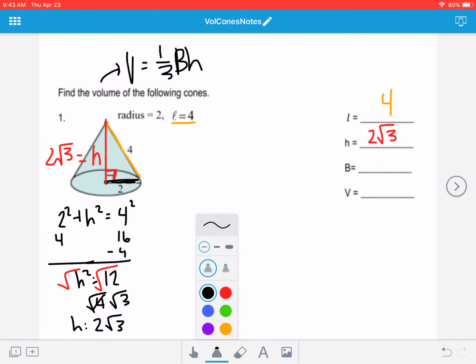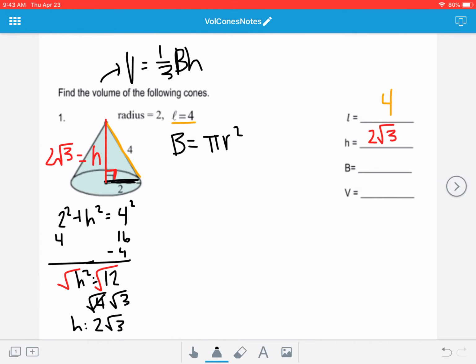Big B then. Big B stands for the area of the base. The base this time, you guys, is a circle. To find the area of a circle, it's pi r squared. The radius is 2. 2 squared is 4. We're going to leave this in exact form, so I'm going to leave it with 4 pi.